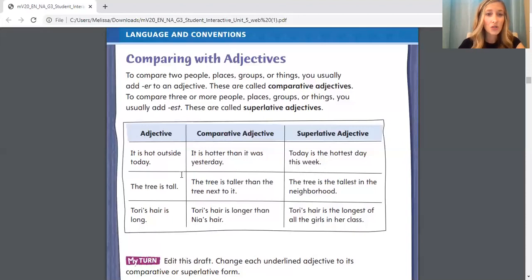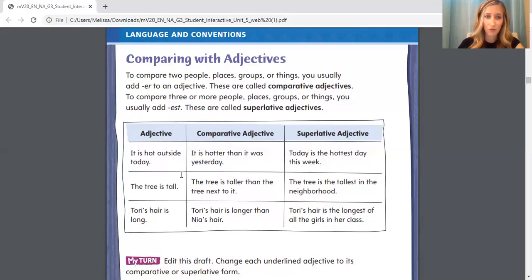It says to compare 2 people, places, groups, or things, you usually add er to an adjective. These are called comparative adjectives. To compare 3 or more people, places, groups, or things, you usually add est. These are called superlative adjectives.